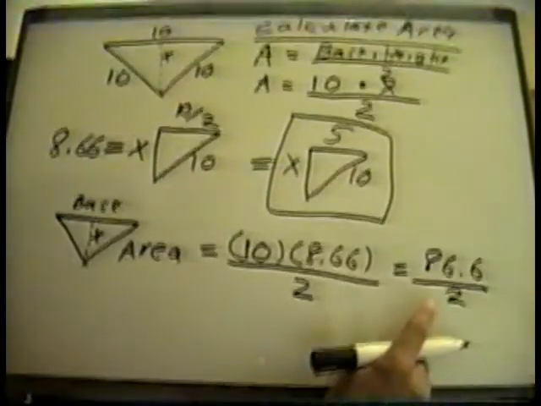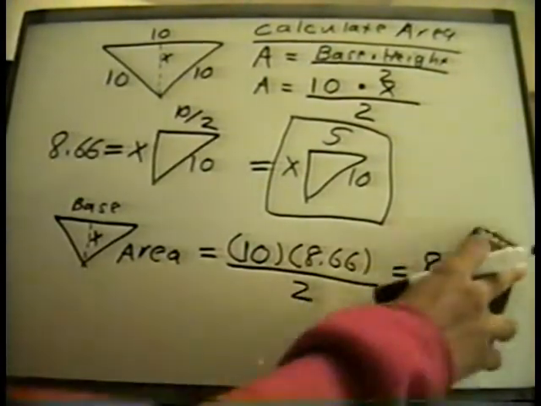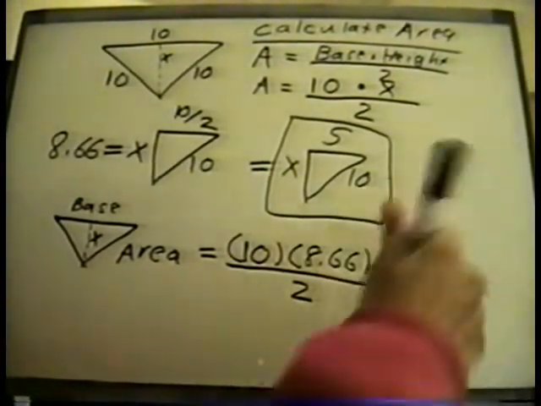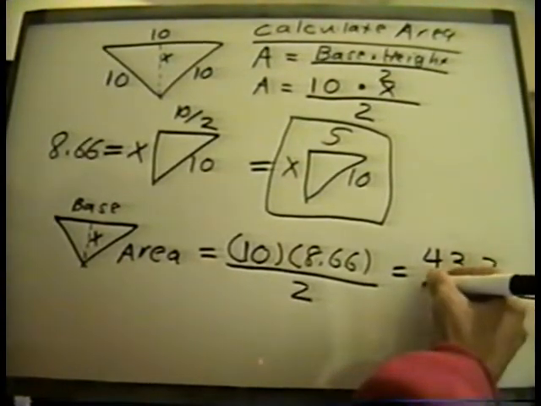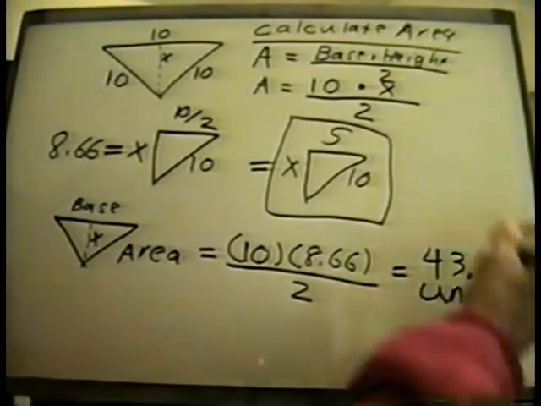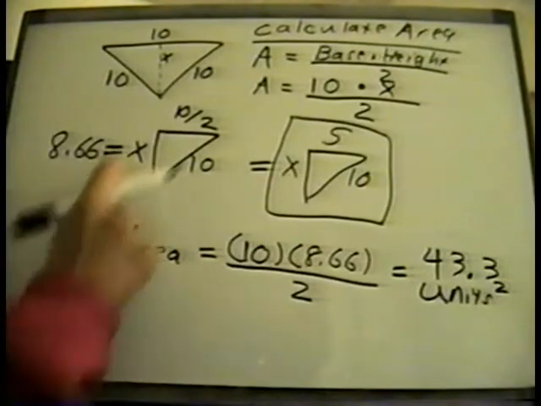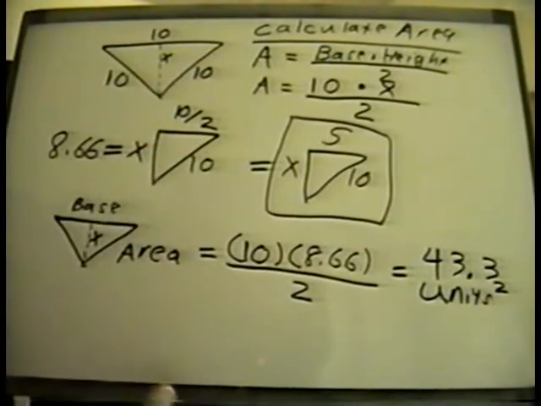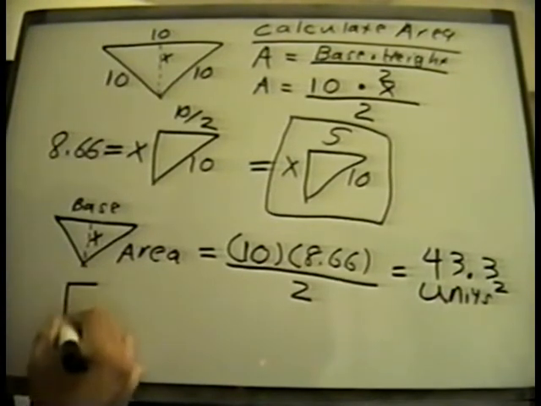Okay, so that becomes 86.6 over 2, or 43.3 units squared. Okay. Now that's the area of this entire triangle.